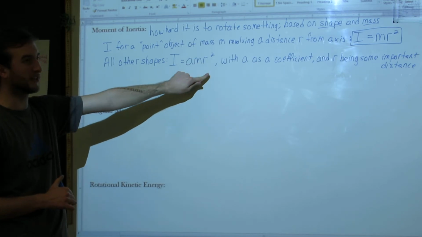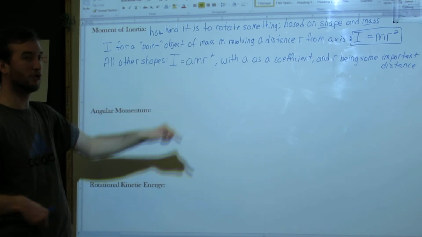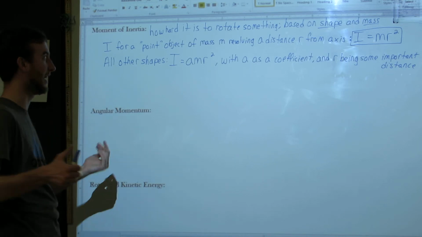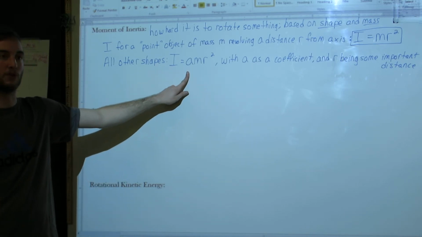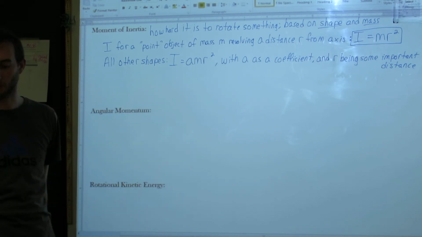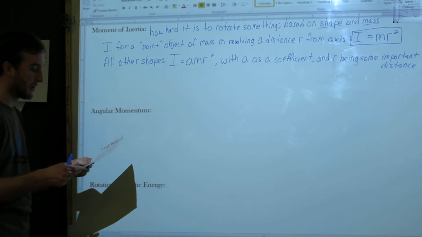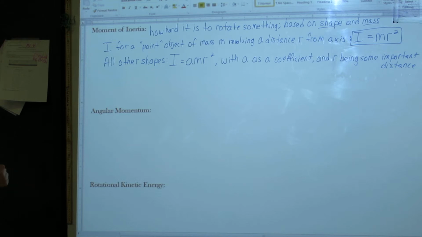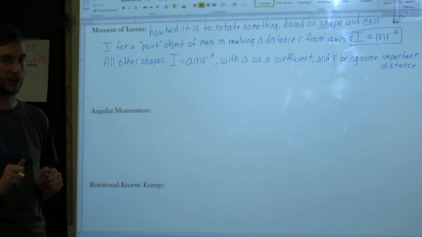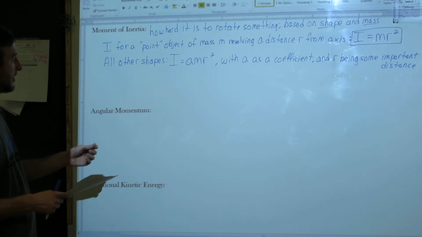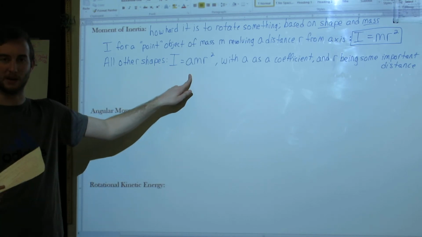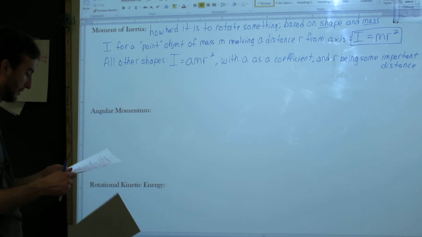R is some distance that's important to that shape, usually a radius or a length. M is the mass. A is a coefficient: 1/2, 2/3, 2/5, 1/4, 1/12, something, okay? You do not have to memorize A for all these different objects. They will tell you what A is. Back in my day, I think they had it on a reference table. You had to look up what type of shape it was.